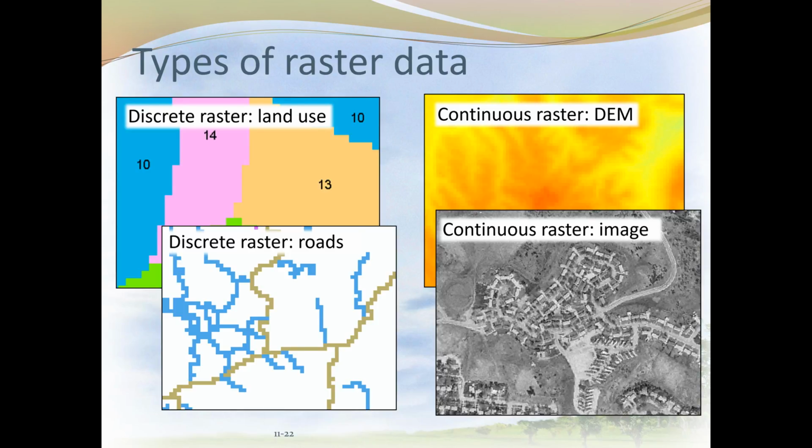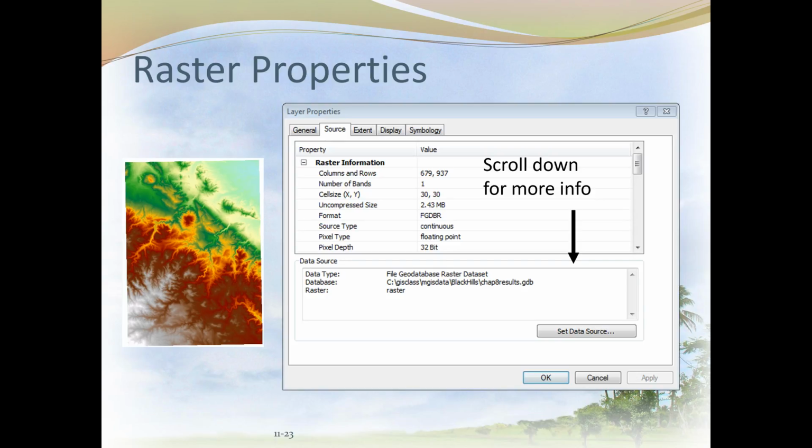So like here, for the discrete raster, we can see it's better looking here. So the image here. And the raster properties work the same way: you right click on the layer, go to source, and you can see different things. This is ArcMap, and right now ArcGIS Pro's interface looks different.